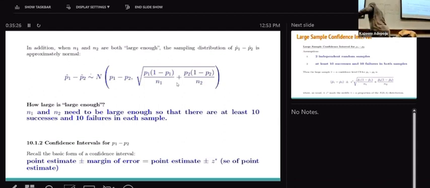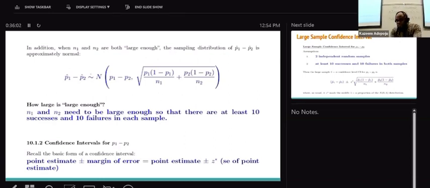This is what I mean. You know the assumption now. The assumption now is that N1P1 must be greater or equal to 10, N2P2 must be greater or equal to 10. Not only that, N1 times (1 minus P1) must be greater or equal to 10, N2 times (1 minus P2) must be greater or equal to 10. This is a special requirement. Now, that was what I call at least 10.